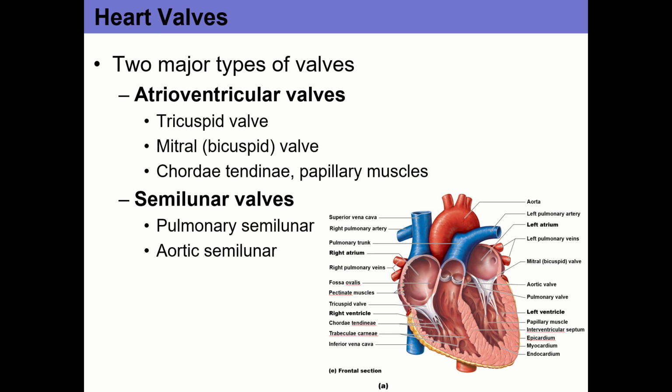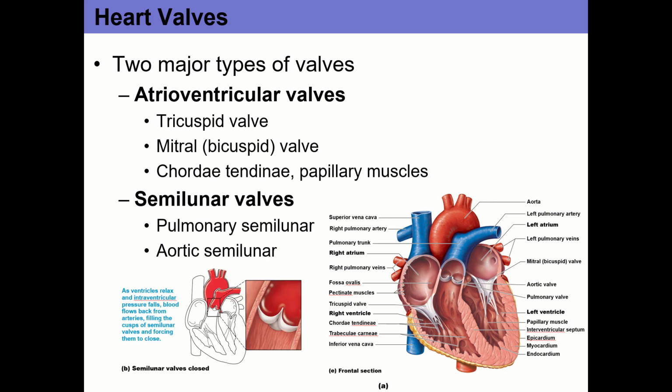So the job of all those valves then, again, is to prevent backflow. The atrioventricular valves prevent backflow from the ventricles back into the atria. The semilunar valves prevent backflow from either the pulmonary arteries or the aorta back into the right ventricle or left ventricle, respectively. And so you can see the way the valves look there. They connect to each other really closely. So again, they're going to prevent that backflow.